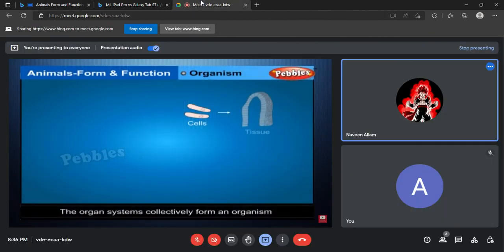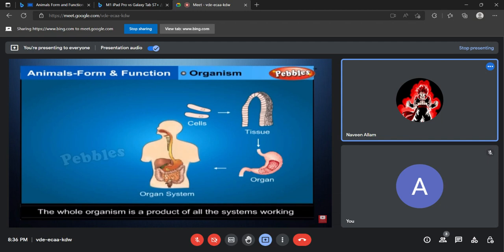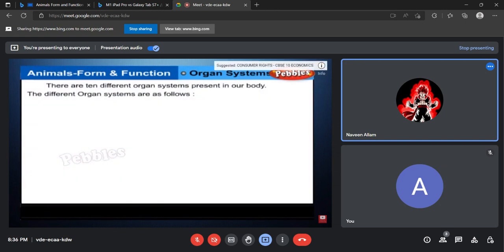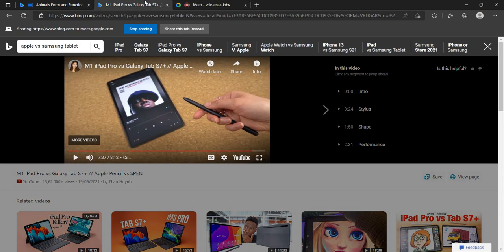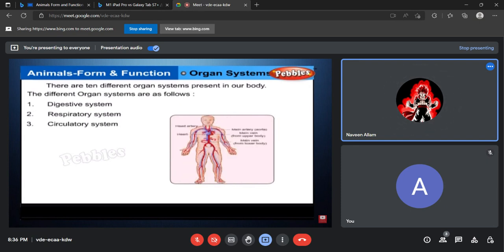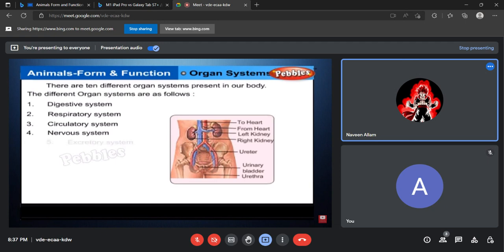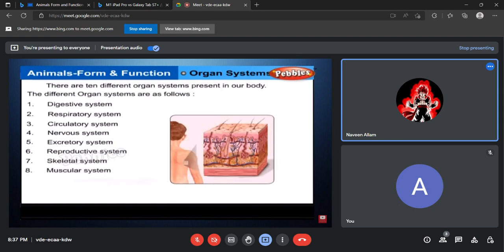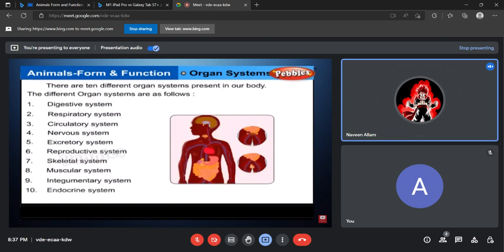The organ systems collectively form an organism as shown. The whole organism is a product of all the systems working together in union with each other. Organ systems in the human body: there are 10 different organ systems present in our body. The different organ systems are as follows: digestive system, respiratory system, circulatory system, nervous system, excretory system, reproductive system, skeletal system, muscular system, integumentary system, endocrine system.